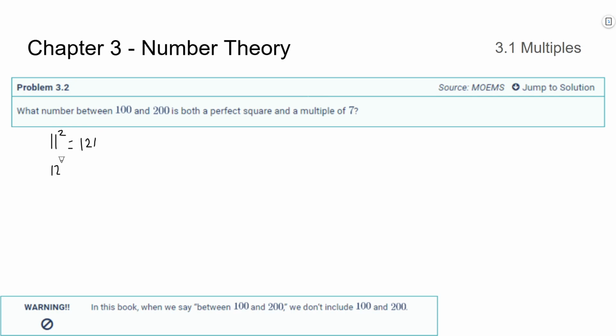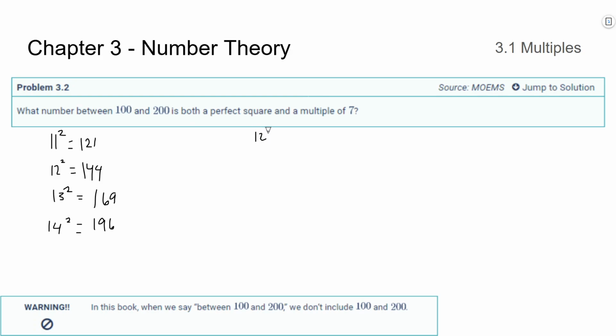12 squared is 144. 13 squared is 169. 14 squared would be 196. And I think it's pretty safe to assume that 15 squared is going to be over 200. Okay, so which of these would be multiples of 7? Well, we can just try them all.